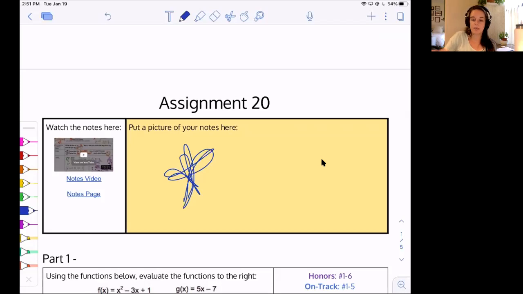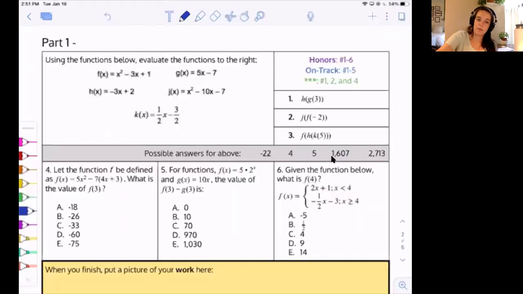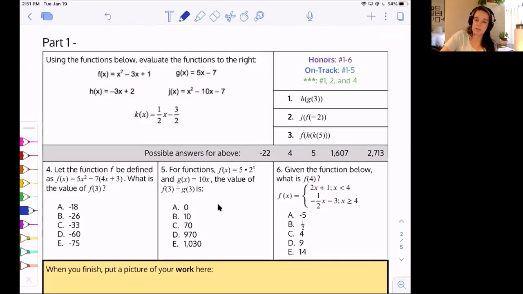Here's a Canvas page directly, so you have somewhere to submit it. For your assignment today, you're going to turn in your notes, and then you have three parts. The first part is your handwritten part, right? So you have these 3 questions here, and then 3 multiple choice questions. These are ACT questions so that we can get started, get thinking about the ACT.